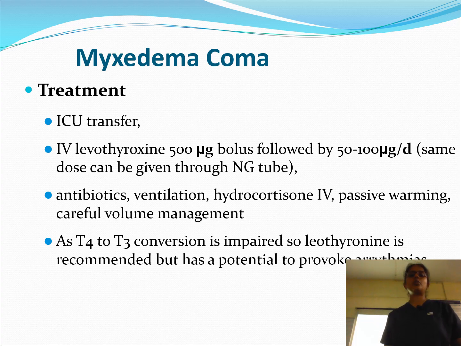The treatment in myxedema coma: if a patient comes with altered sensorium and bradycardia, you should transfer the patient to ICU and IV levothyroxine should be given, 500 microgram bolus followed by 50 to 100 microgram per day. This dose can also be given via the oral route through an NG tube. Other things could be antibiotics, ventilation if required, hydrocortisone, passive warming, and careful volume management. As the T4 to T3 conversion is impaired, liothyronine is recommended, but liothyronine has the potential to provoke arrhythmias.